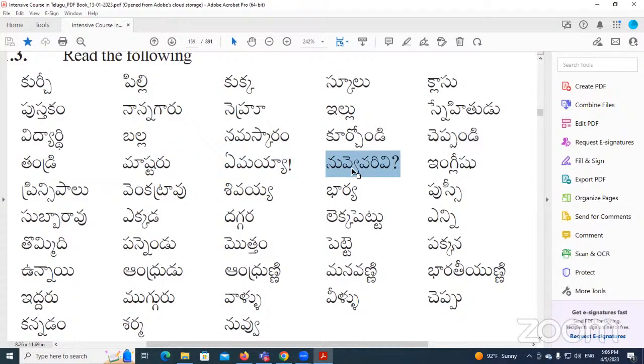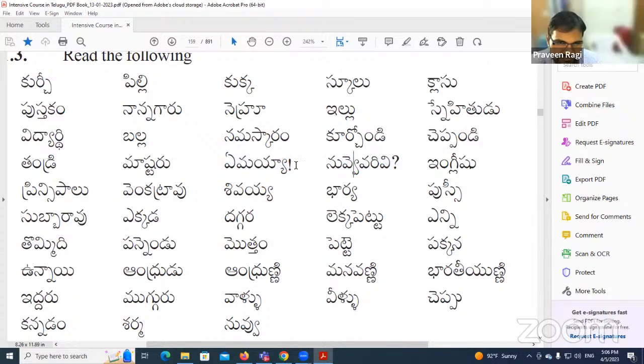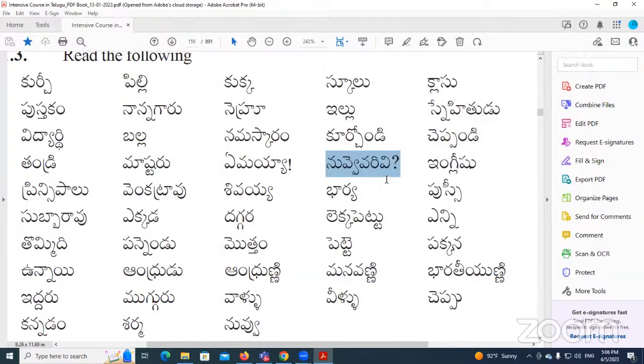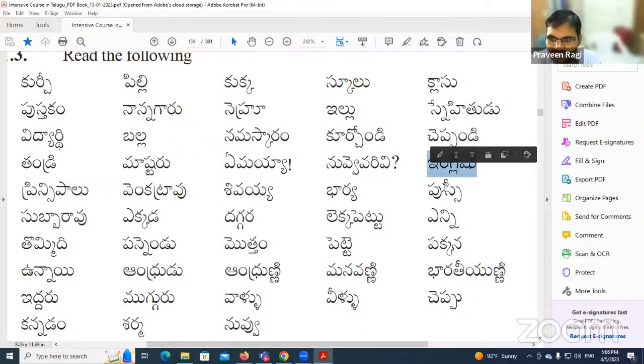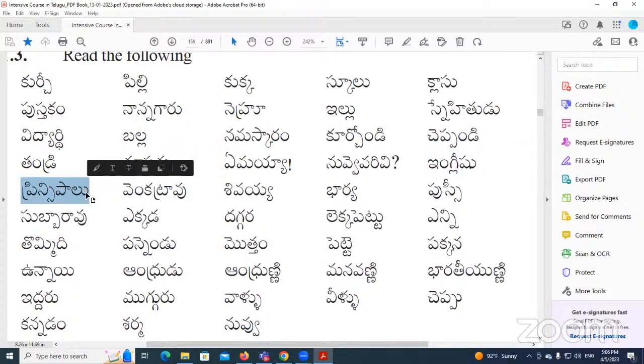There is one more word. Yemandi. It is the polite word. Yemaya is like general conversation, equal status. Nuvevarigi. Who are you? Yes. English. Principalu. Principal. Venkatarao. It's a name.